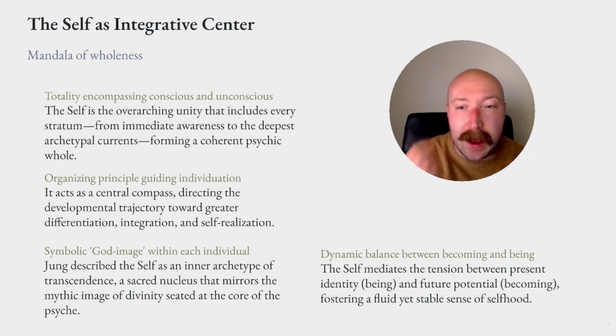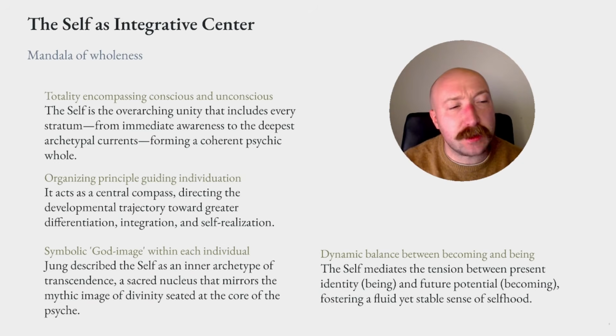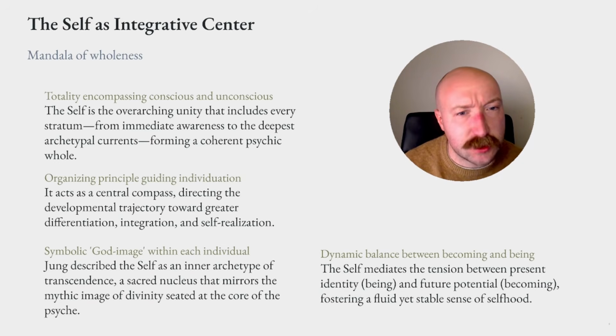Because to repeat, and it has to be really drilled in and understood, Jung did not see the psyche as a static structure. He saw it as a living, dynamic, self-regulating system, kind of like a biological organism that naturally seeks balance and health. And so the self, the totality encompassing conscious and unconscious, or everything, is the overarching unity that includes every stratum. Okay, it forms the coherent psychic whole. It forms that balance that even might be manic, but it's there as a protective measure.